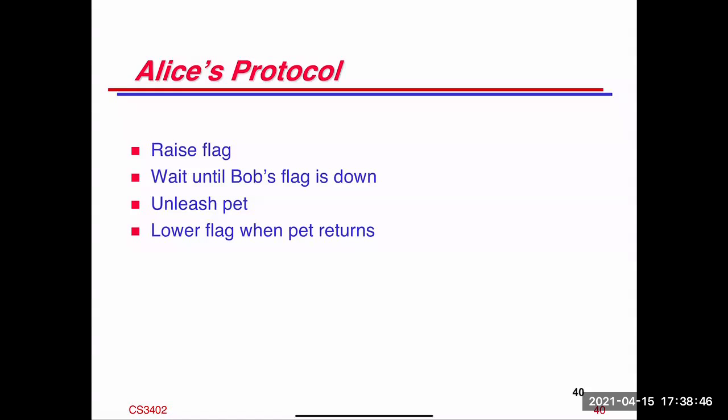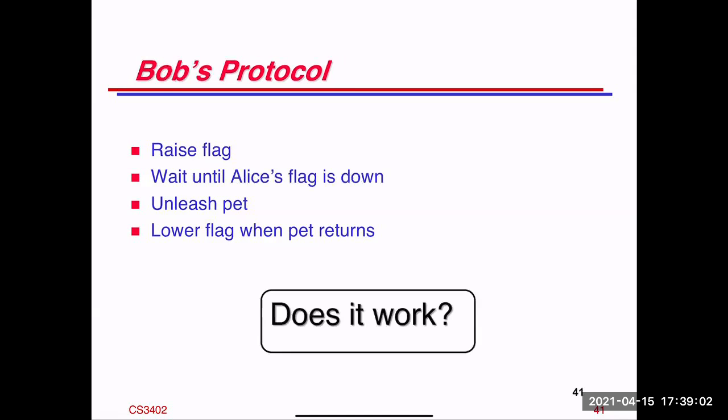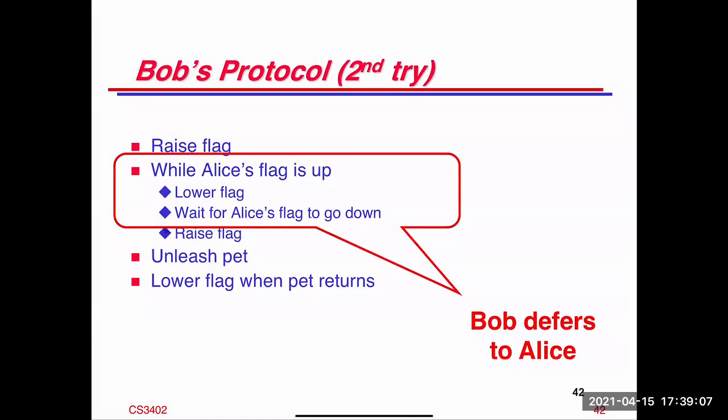So neither of these two conditions here is ever going to be satisfied because they both raised their flags. All right, so in that case, neither of the two pets is ever going to get into the pond, and we're stuck in the deadlock. All right, so we're not quite there yet, but we can fix this by making Bob's protocol slightly different. Okay, so we're not going to change Alice's protocol.